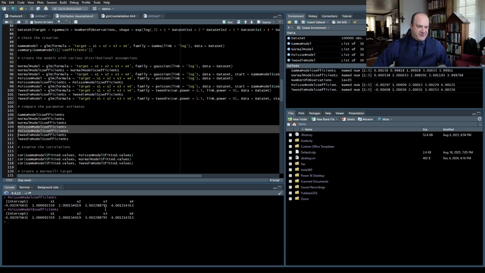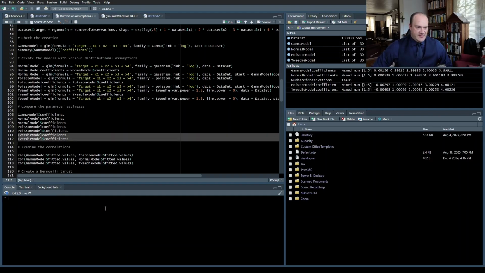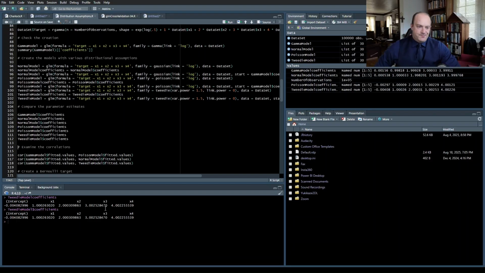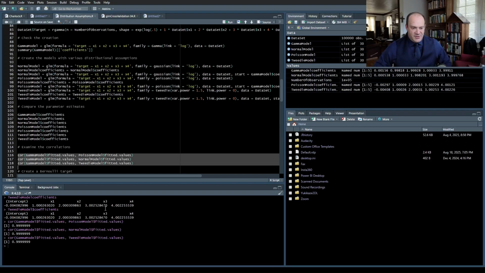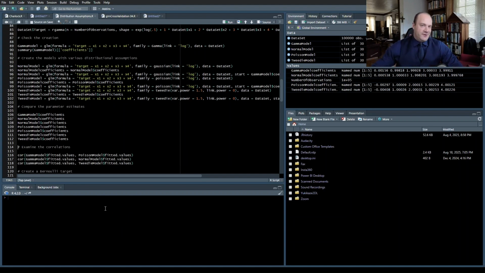Same thing for the Poisson. Same thing for the Tweedie. And once more, look, boom, correlation near 1. So we are deliberately violating our distributional assumption. It makes 0 difference with respect to the conditional expectation.